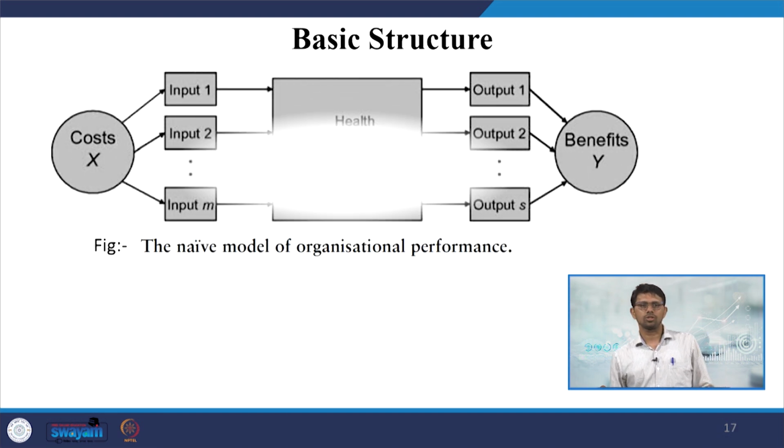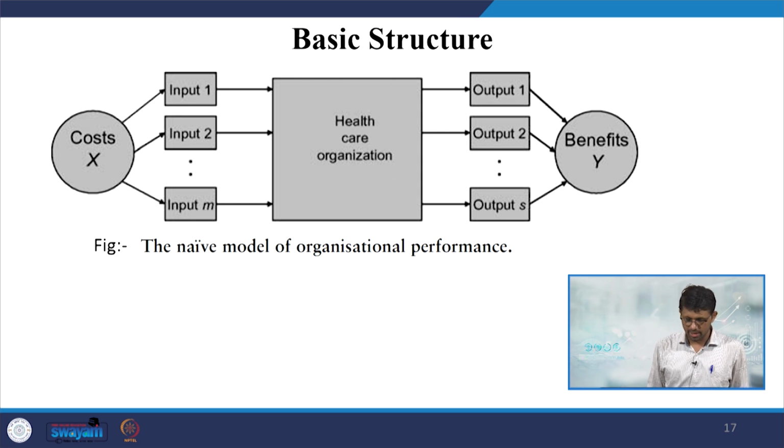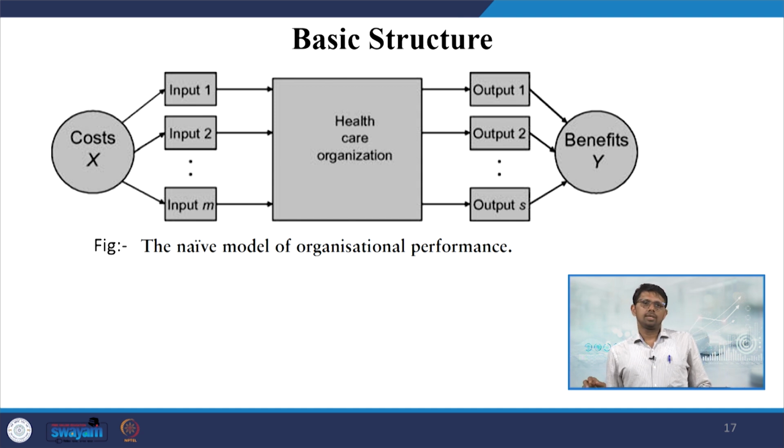What is the basic structure of the productivity and efficiency analysis? Here we have presented a very naive model of organizational performance from authors. We have cited the authors at the end. These are our important readings. So, I start with the cost to the output, as the benefit out of the cost.